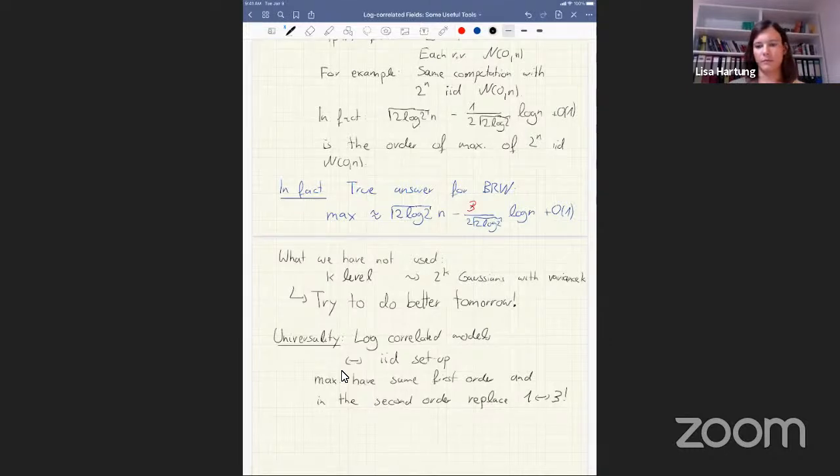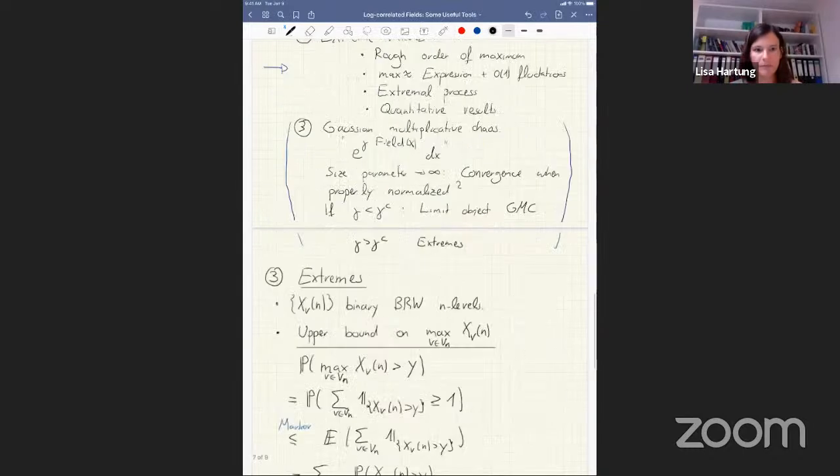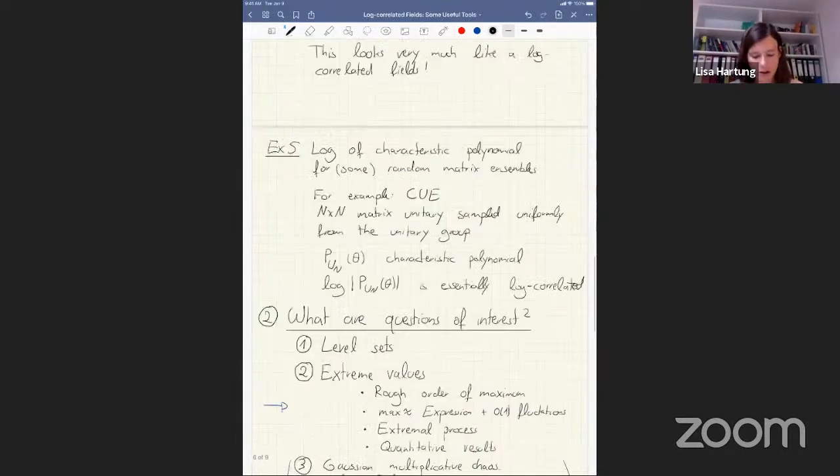There is also a question in the chat that has been pending from Sergei Pirogov. Yeah. So in what sense is the branching random walk log correlated? So I answered it to Sergei already. I answered it already. Okay.